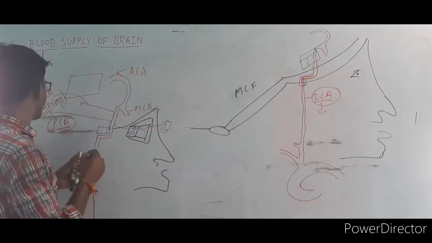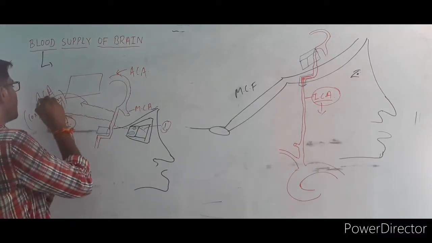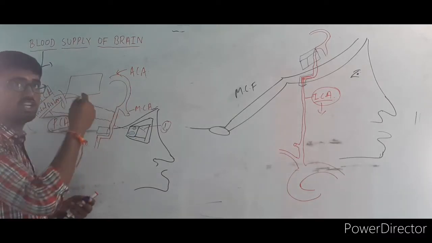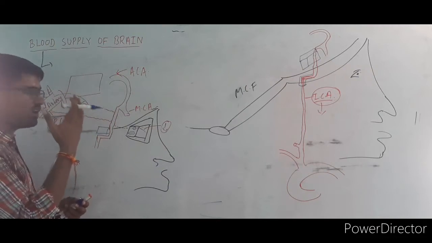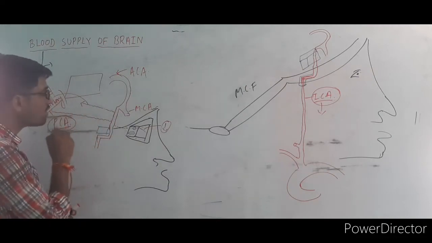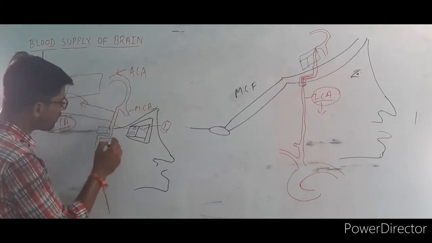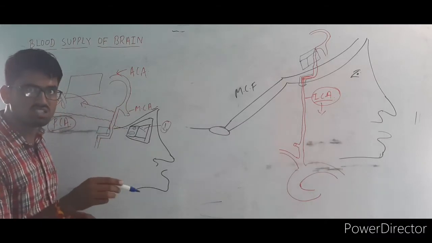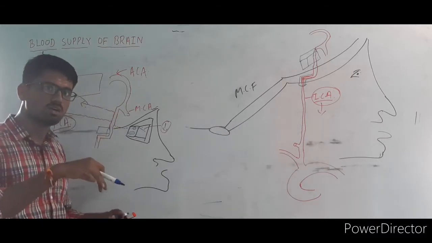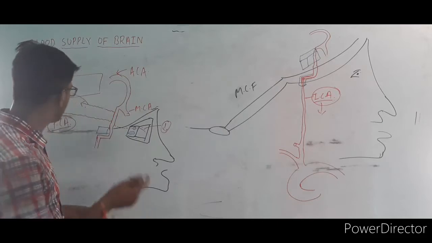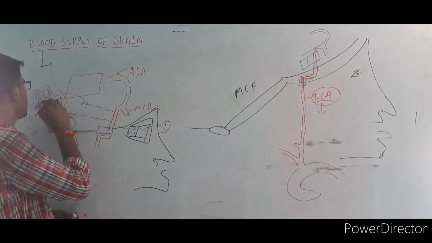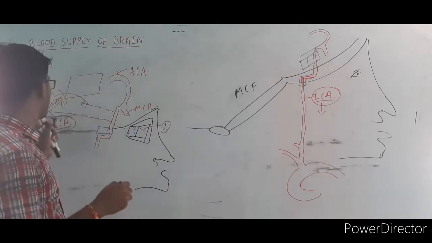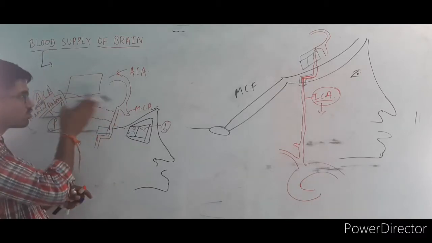Now, this anterior choroidal artery, why is it called anterior? Since its course is posterior, it's going posteriorly, right? But it is called anterior because it is a branch from the internal carotid artery, which is part of the anterior system, not the posterior system. So that is called the anterior choroidal artery.